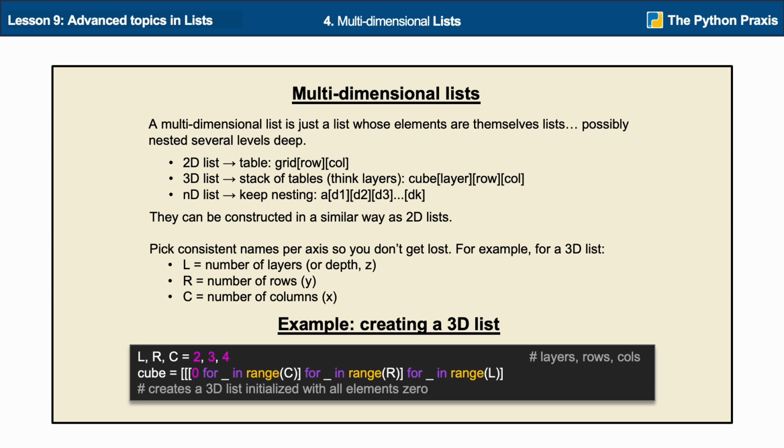Pick consistent names per axis so you do not get lost. For example, for a 3D list, use L for the number of layers, R for the number of rows, and C for the number of columns. In the example, using list comprehension, we create a 3D list with 2 layers, 3 rows, and 4 columns initialized with all elements 0. And that brings us to the end of Lesson 9, Advanced Topics in Lists.